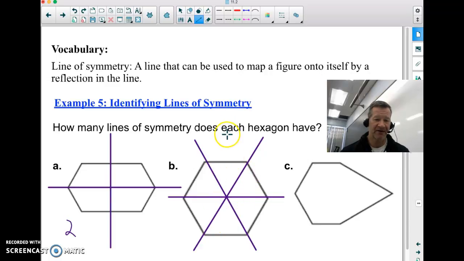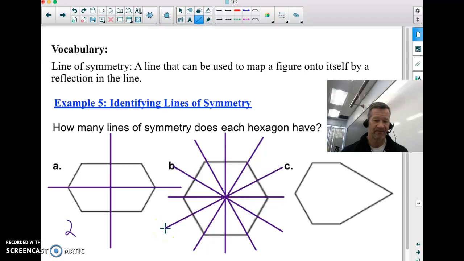But not only that, I could actually split each side right down through its opposite side. And again, I missed by a little bit there, but that would fold onto itself. I could do the same thing this way. That one I did a little better. And then I could also go this way. So that one looks like it has 1, 2, 3, 4, 5, 6 lines of symmetry. So it looks like 6 lines of symmetry in that one.